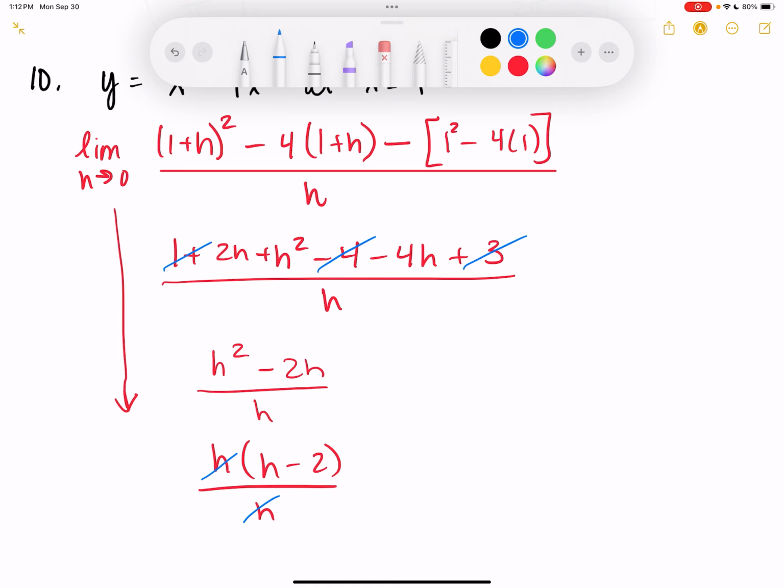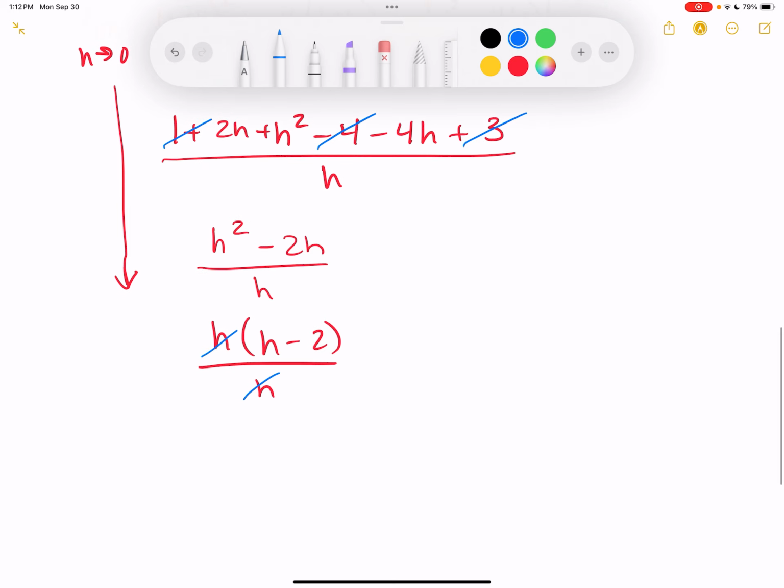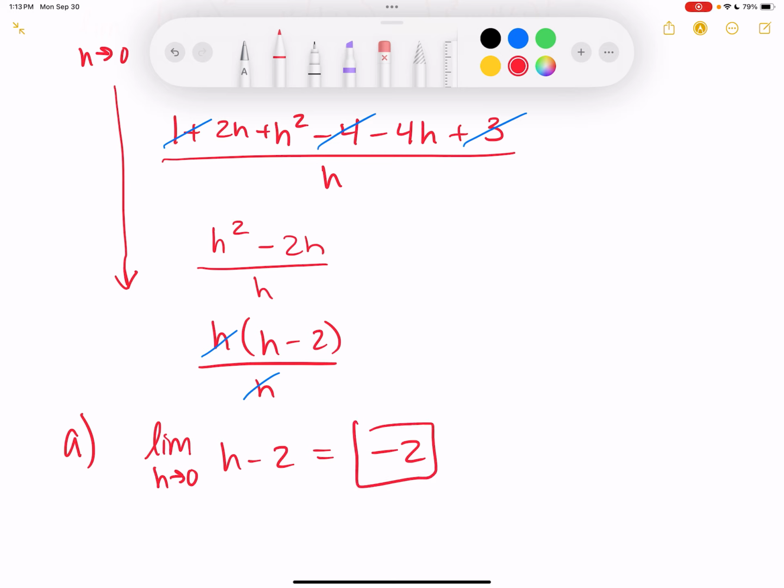So at this point, I would rewrite the limit. I would say this is part A now. The limit as h approaches 0 of h minus 2. So if I plug in 0, then it is negative 2. So this is my slope of the tangent.